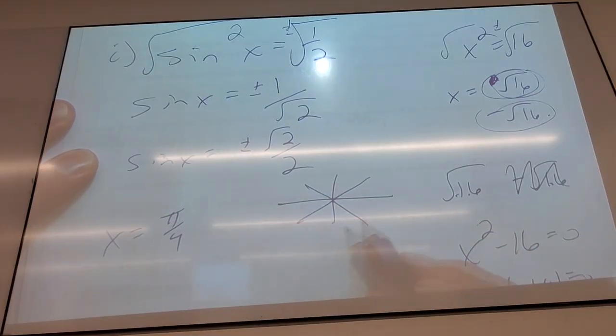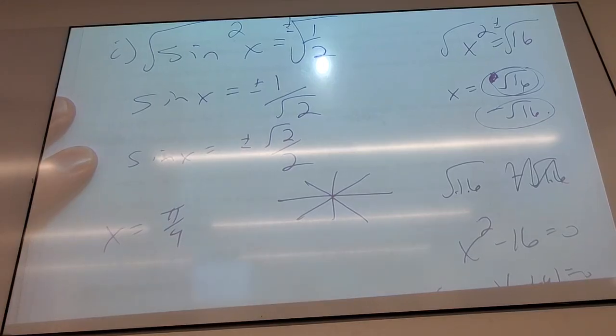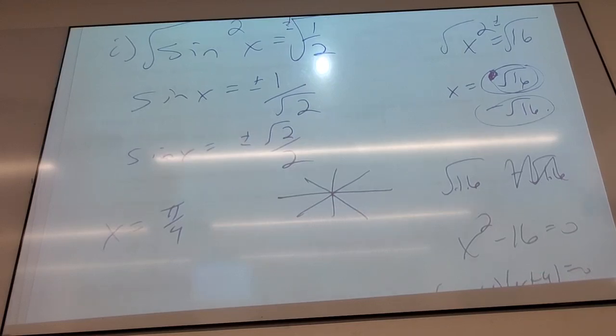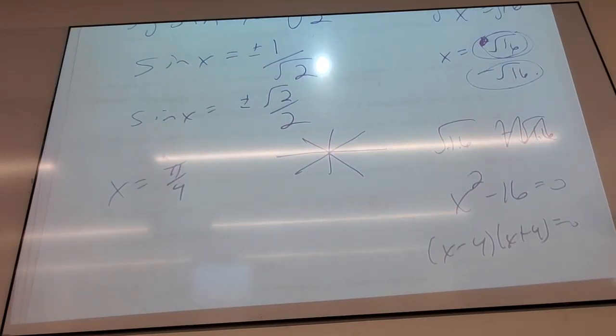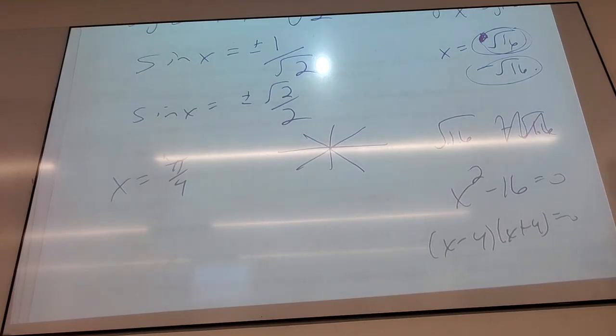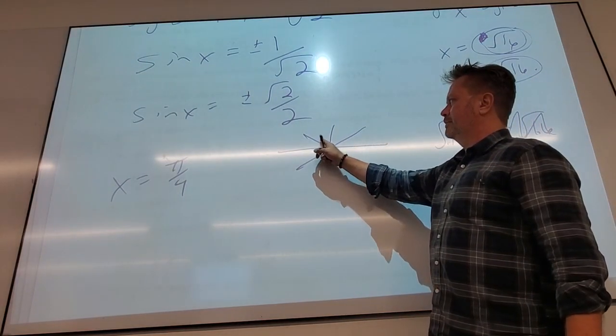Do I need 4 statements though? No. In this specific example, I need 1 statement. How can I tell? Because they're the same distance. How far apart is it from pi over 4 to 3 pi over 4?